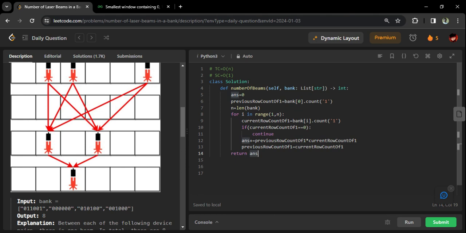And see, if you talk about the time complexity, you can see that I'm using a single for loop, which is O of n, right? As simple as that. But when you talk about space complexity, I'm using some variables like the answer, previous row count of 1, n, and the current row count of 1. These are the 4 variables which I'm using. But remember, they are not dependent on n. Whatever be the number of n, these 4 variables only I will use. So the space I'm going to use is not dependent on n. So you can call it O of 1 or O of constant, whatever you call it.